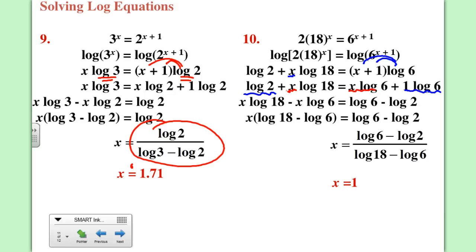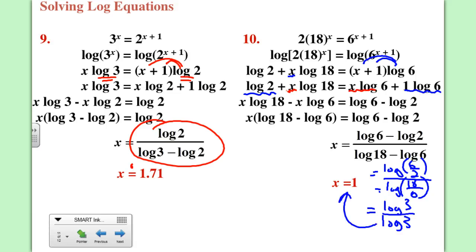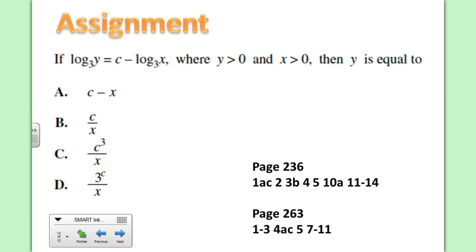And if you're wondering why, well, you could do it on your calculator, but notice that on the top, log 6 minus log 2 would be log of 6 over 2, and the bottom would be equal to log of 18 divided by 6. Both of those equal log 3. So log 3 divided by log 3 is clearly 1. And if you check back, does that actually work? Yes, it does. Okay, last multiple choice question.